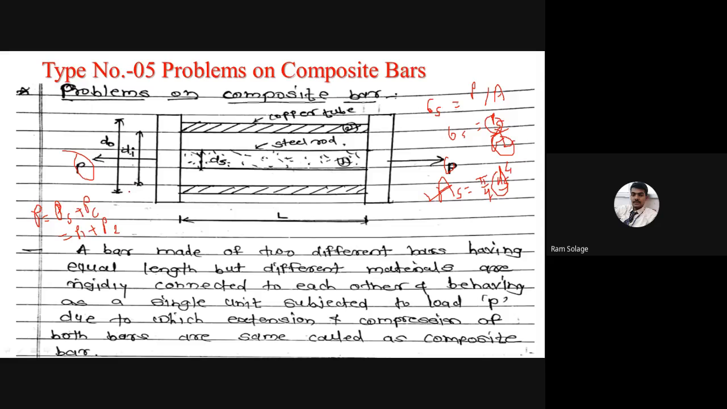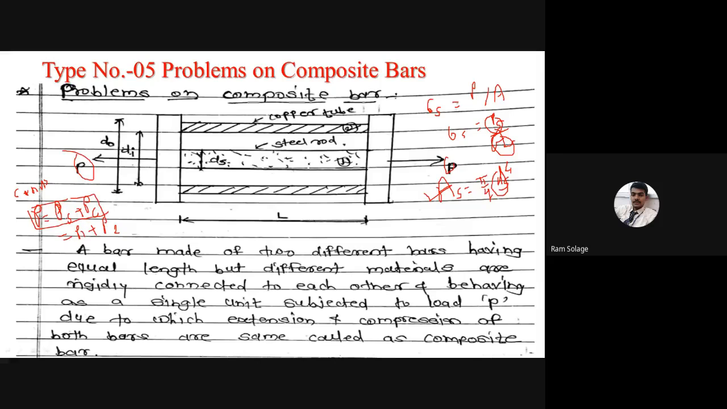Every problem we have to apply some condition, condition 1 and condition 2. Without condition, we cannot solve this problem. So we are applying the condition number 1, that is the total load is equal to PS plus PC.